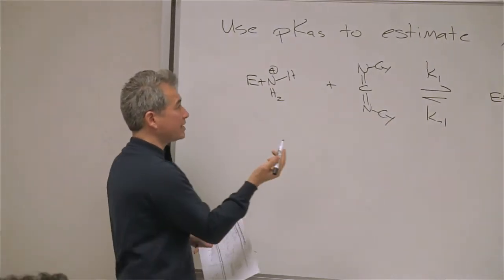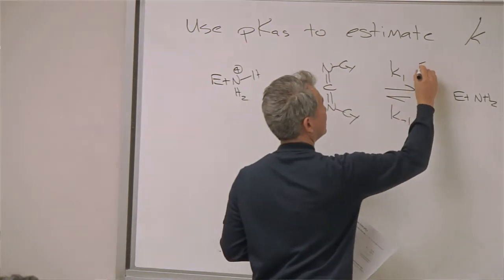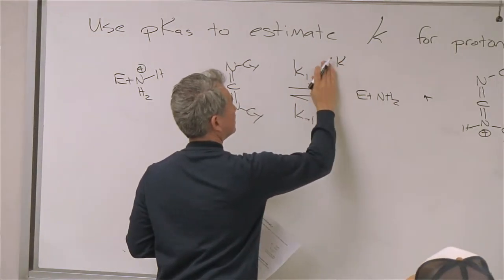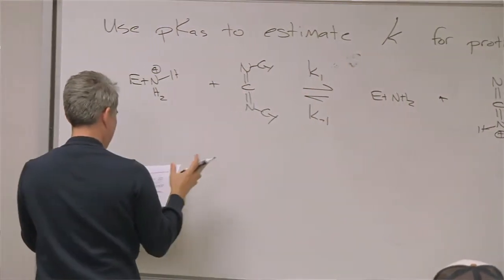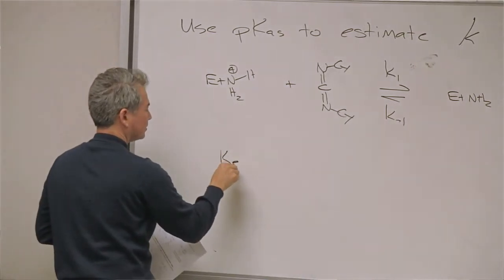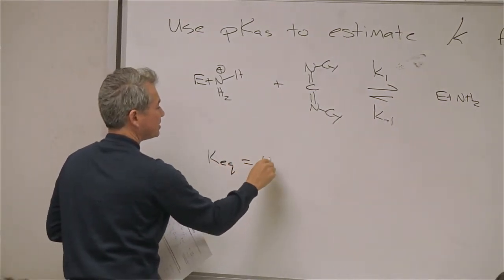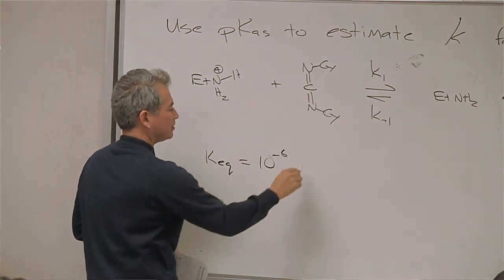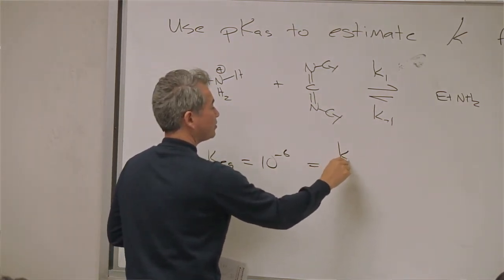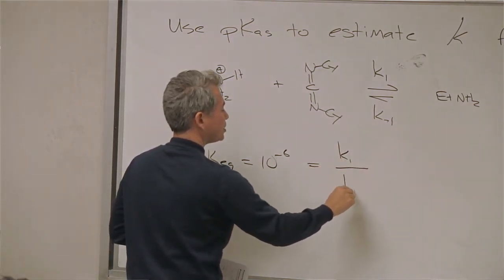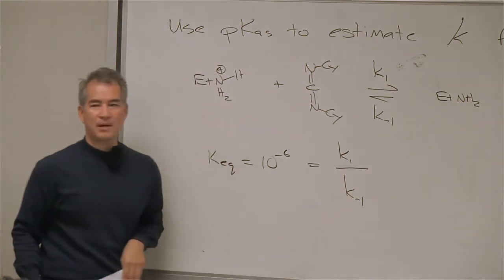So remember, we can estimate this KEQ value just by knowing the pKa's. I'm not going to do that right there. But let me remind you of something. We estimated this to be 10 to the minus 6. But let me remind you that the KEQ is also equal to the ratio of the forward rate divided by the reverse rate.